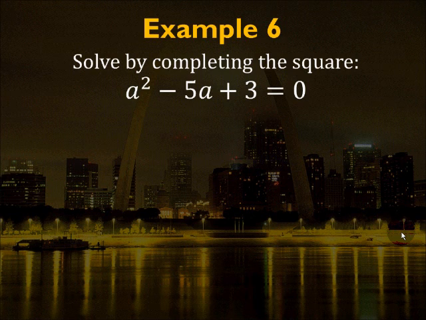Let's go ahead and try this one. a squared minus 5a plus 3 equals 0. I would encourage you to attempt this yourself, and you can check back in when you're ready.